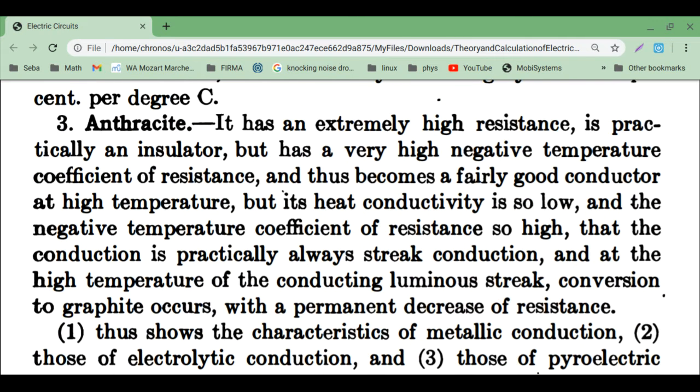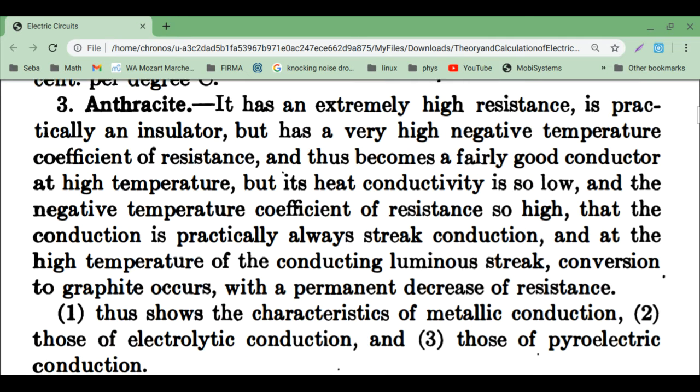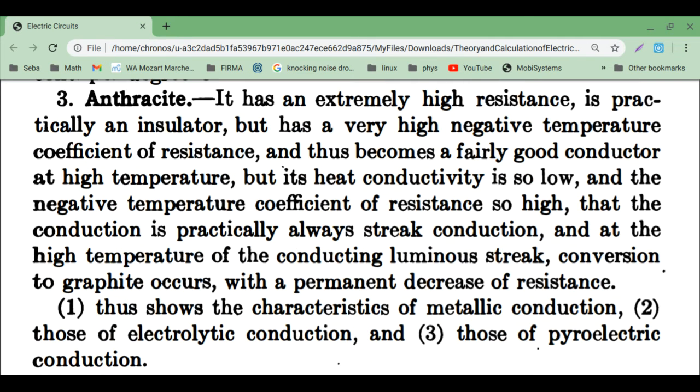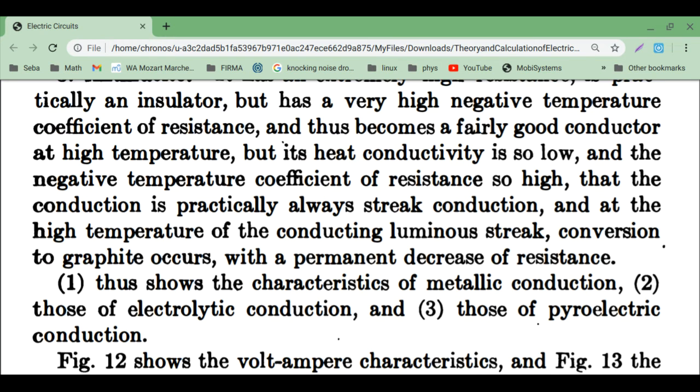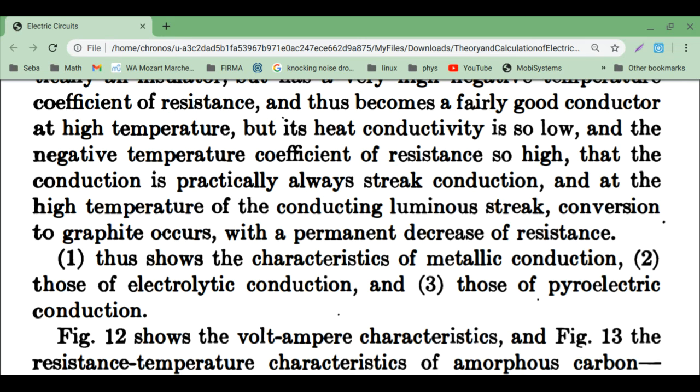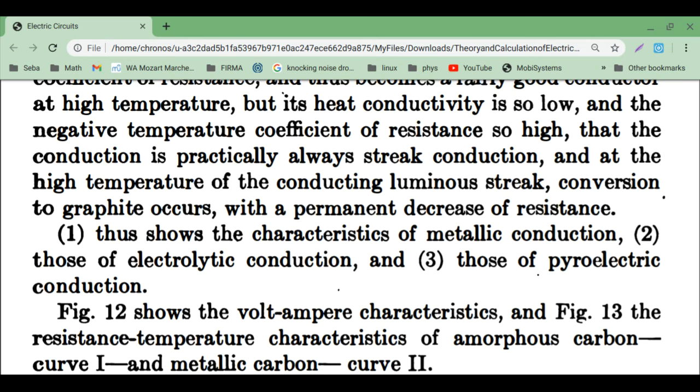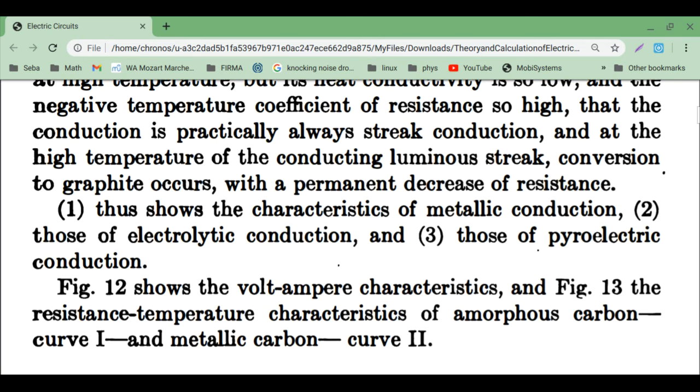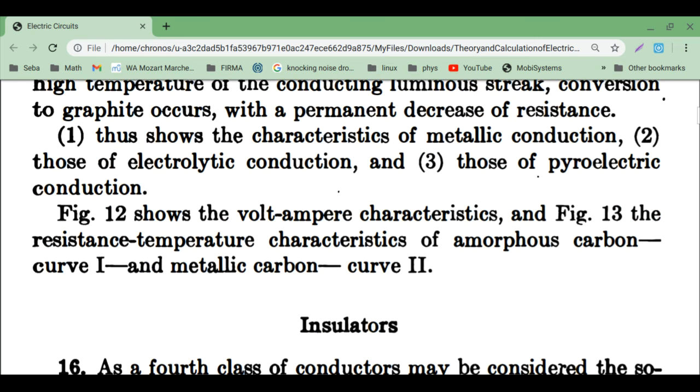Number three, anthracite, is of extremely high resistance. It is practically an insulator but has a very high negative temperature coefficient of resistance and thus becomes a fairly good conductor at high temperatures. But its heat conductivity is so low and the negative temperature coefficient of resistance so high that the conduction is practically always streak conduction, and at the high temperature of the conducting luminous streak, conversion to graphite occurs with a permanent decrease of resistance.